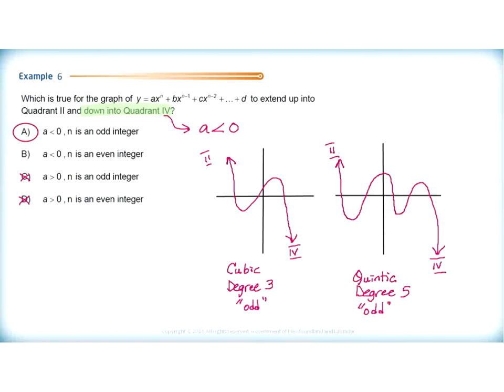And similarly, we also have the linear one as well. If we have a linear function, the linear function is of degree 1, which is again of odd degree. So in this case, your straight line would extend up into quadrant 2 and down into quadrant 4. So any polynomial of odd degree that extends from quadrant 2 to quadrant 4 would have the leading coefficient be negative.